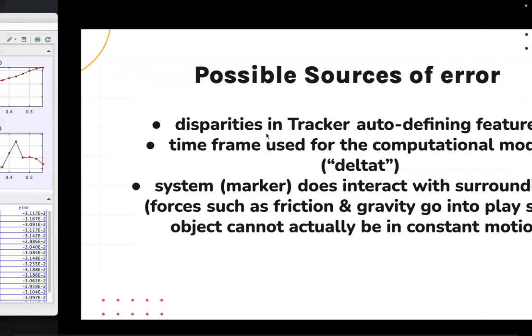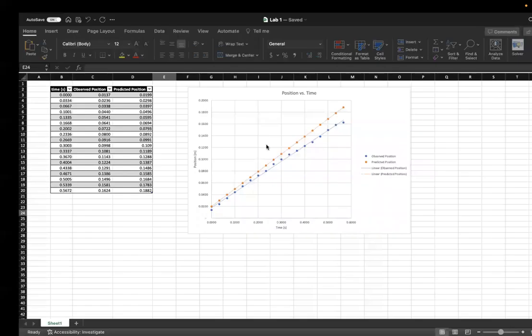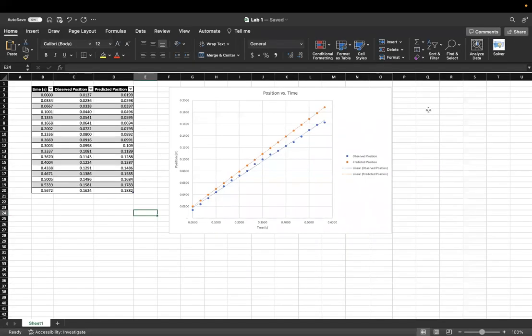To conclude the lab, we can see in the spreadsheets that position versus time are actually very similar. So our observed position versus our observed time, they end roughly in similar places. They only have a difference of about 0.02 meters. And we can see that the line for observed position and predicted position are very close. So the model is, for the most part, accurate.